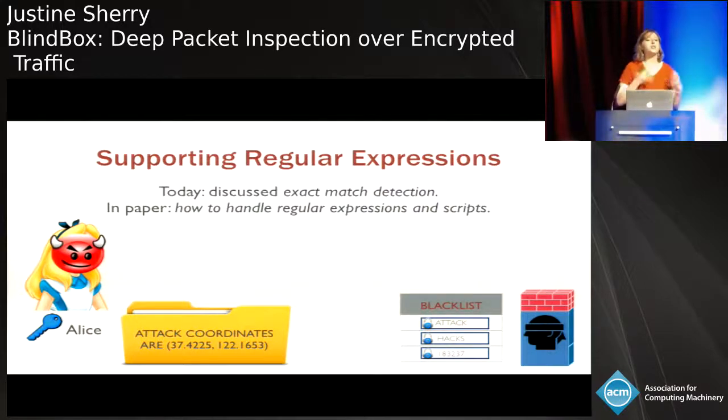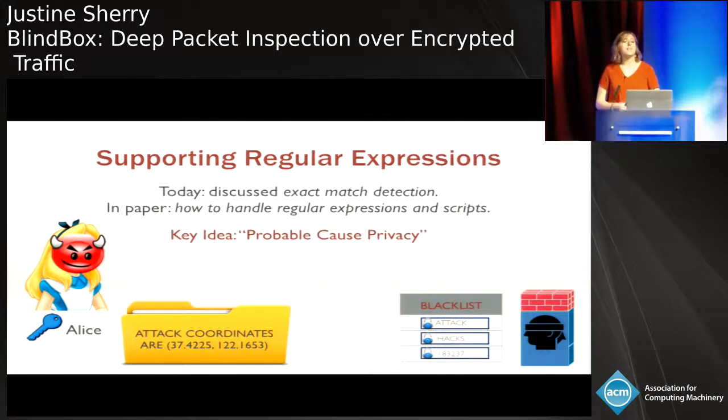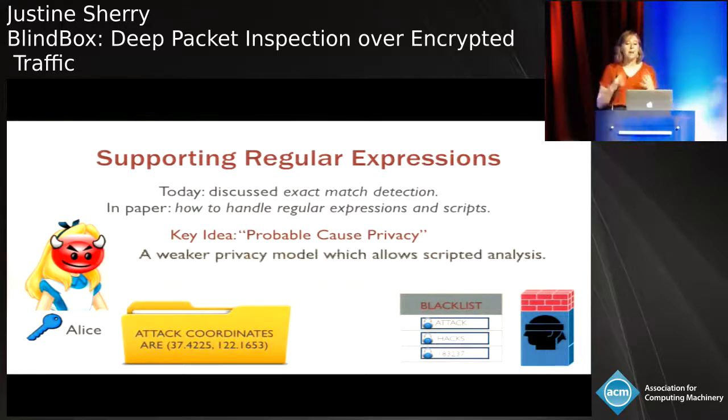Now, unfortunately, doing regular expressions or scripted analysis over encrypted data at the same privacy level that we guaranteed with our exact match lookups is an open problem. No cryptographers know how to do it fast. And so what we do to support regular expressions is we offer a second protocol that supports a different privacy model called probable cause privacy. And it's slightly weaker. It allows the Middlebox to learn more about the data. But this weaker privacy model will allow us to do scripted analysis. So see our paper to check out how that works.